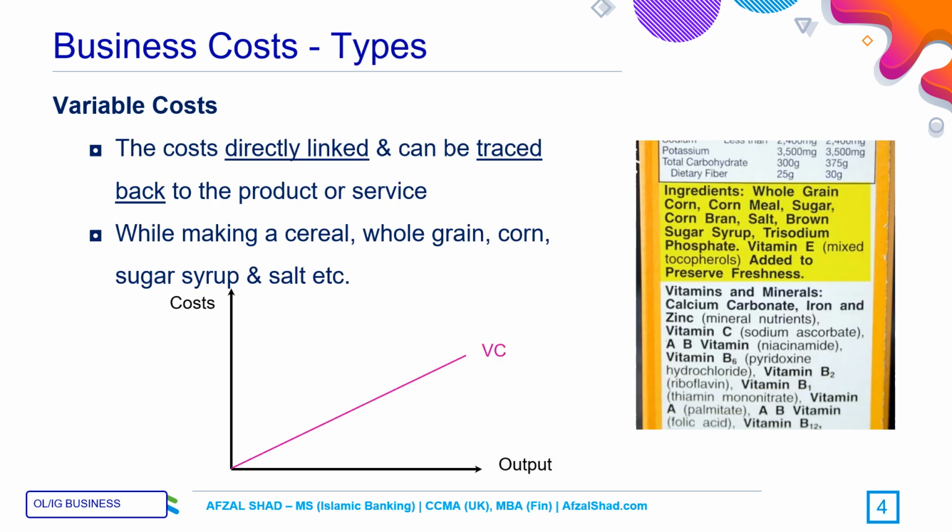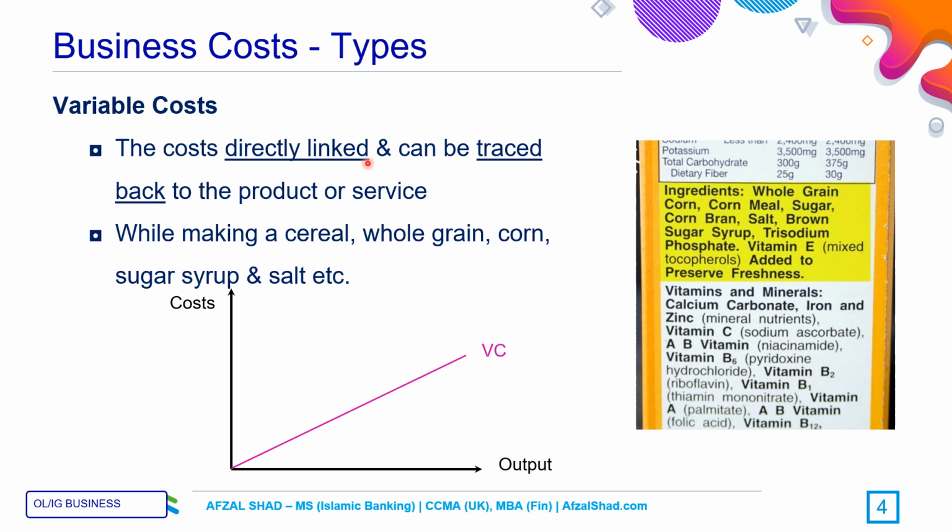The next element is now coming towards the types of costs. The first type of cost is called variable cost. What is variable cost? The cost that is directly linked and can be traced back to the product or service. So let me explain this. What do we mean by directly linked to a product?